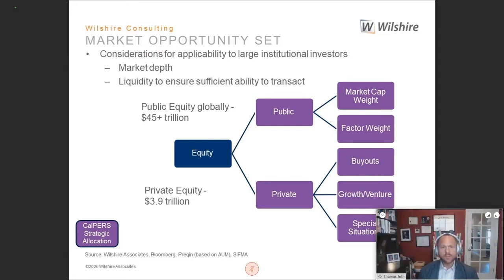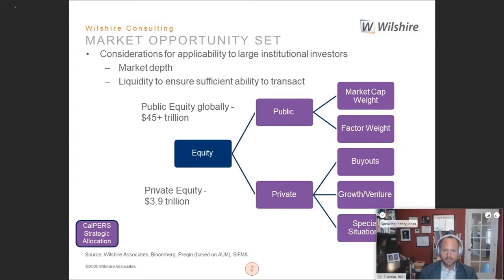Okay. So as we look at the market opportunity set, there are a couple of considerations that institutional investors like CalPERS need to take into account when deciding whether a specific asset class can be an appropriate part of the portfolio, and that's market depth. So is there enough of an opportunity set that you can get a meaningful exposure to move your portfolio's risk and return profile? And is there sufficient liquidity to ensure the ability to transact in a reasonable manner? And keeping those considerations in mind, we think, is important.